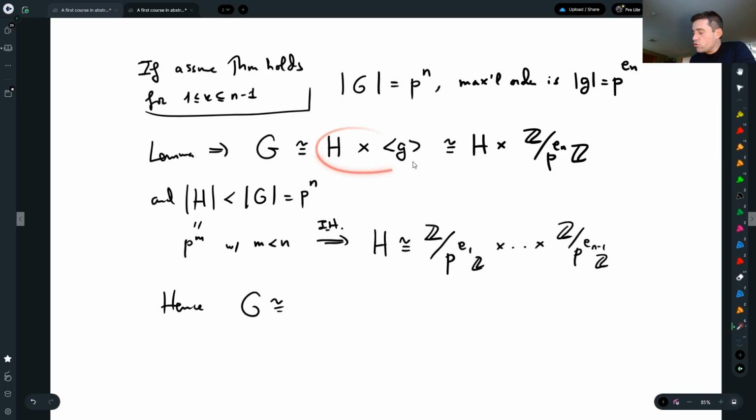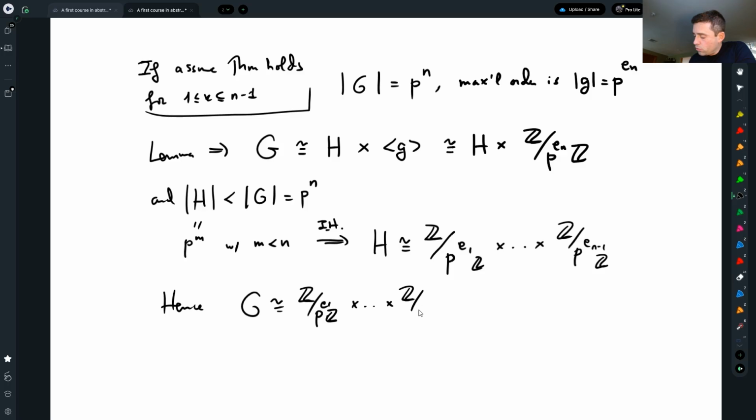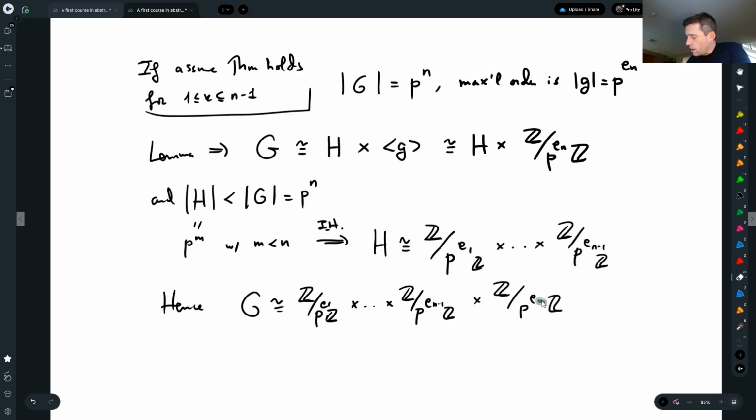And hence G itself is isomorphic to H and the last piece, so it's isomorphic to Z modulo p to the e1 Z cross up to Z modulo p to the e n minus 1 Z, which is the part that corresponds to H, cross the last piece we broke off like that. That's supposed to be an n right here. And therefore, that proves the theorem. So that proves the induction step.